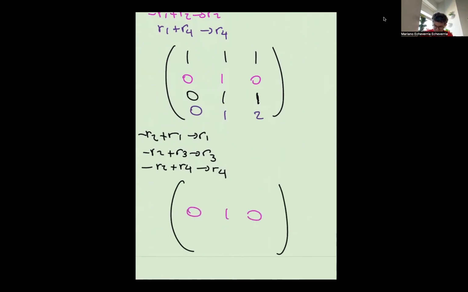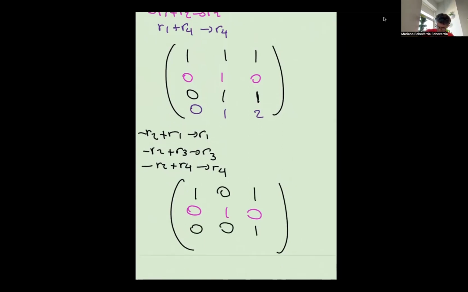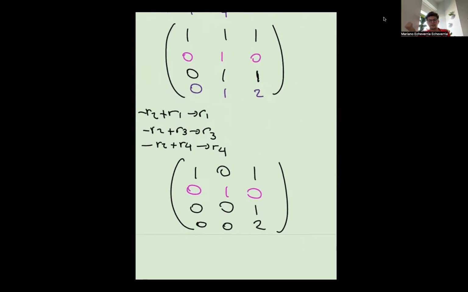We get 0, 1, 0. That's the one that I'm using to make zeros everywhere. So this becomes 0, 1, 1. This is 0, 0, 1. And this is 0, 0, 2. Is that okay? So yeah, that seems fine. And we're almost there, right?